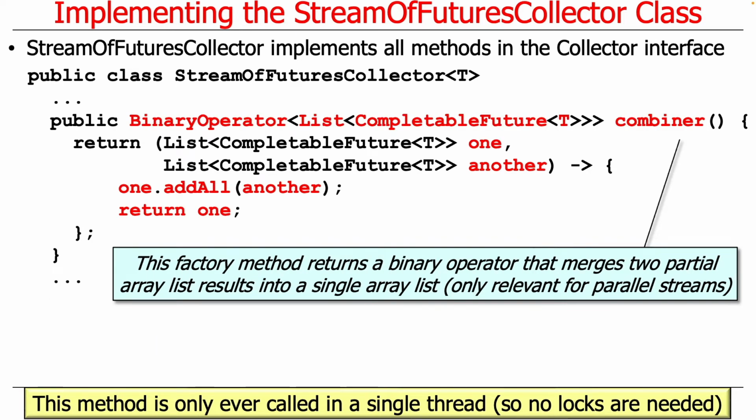We then have the combiner method, which returns a binary operator that merges two partial ArrayList results together into a single ArrayList.